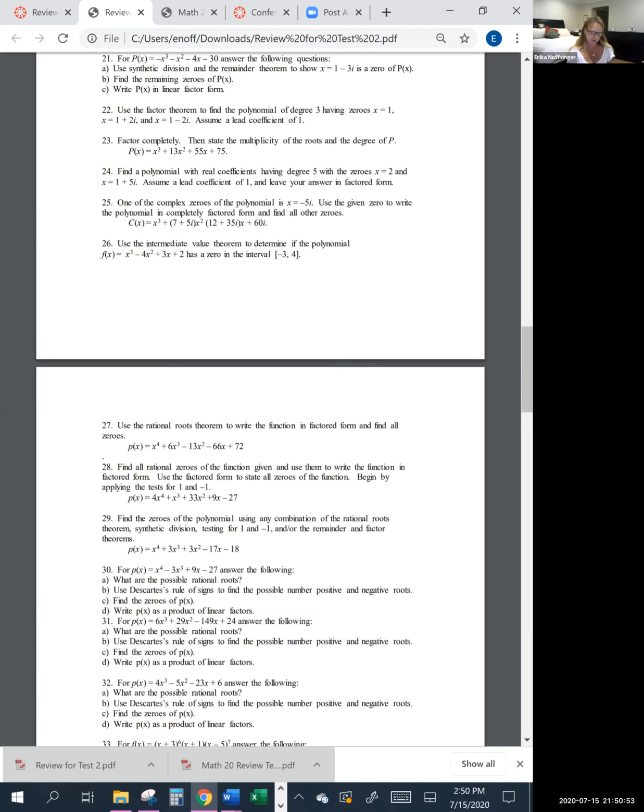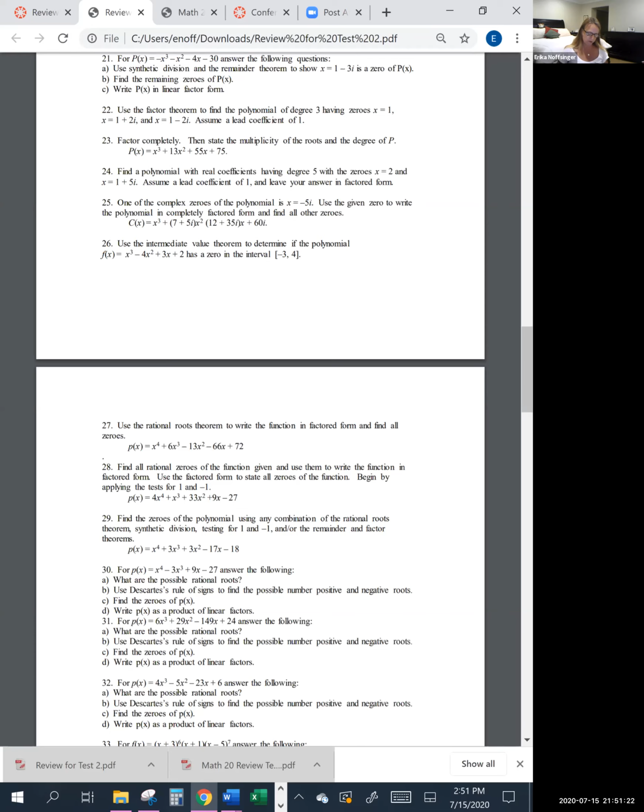Descartes' rule of signs, which I just mentioned, you don't need to know, but if you did know it, you can use it when you're trying to find a zero of a polynomial. You're going to need to know the rational zero theorem, and that lists the potential rational zeros of your polynomial. You found that by all P divided by Q. P were all your factors of your constant, and Q were all your factors of your leading coefficient.